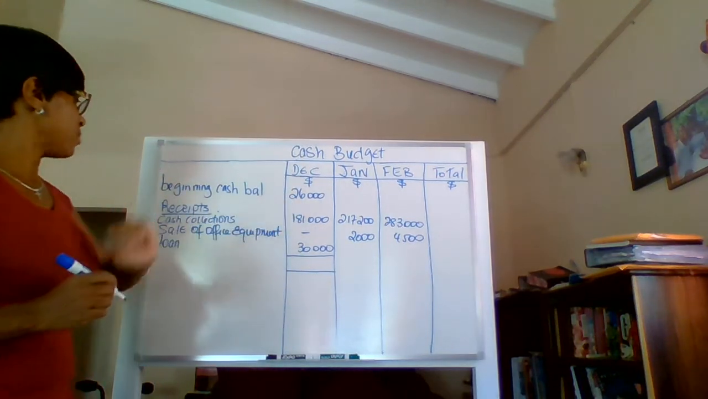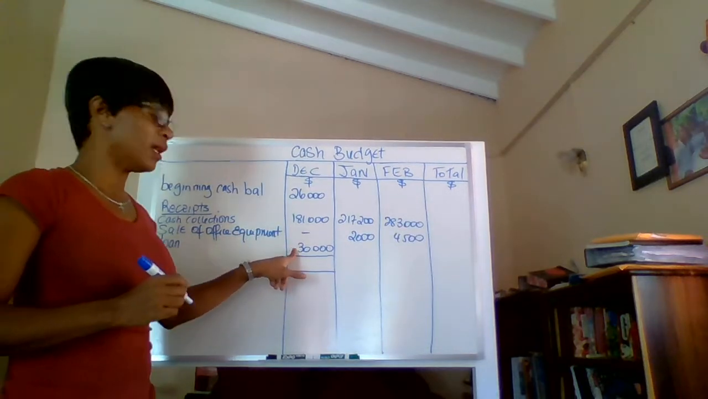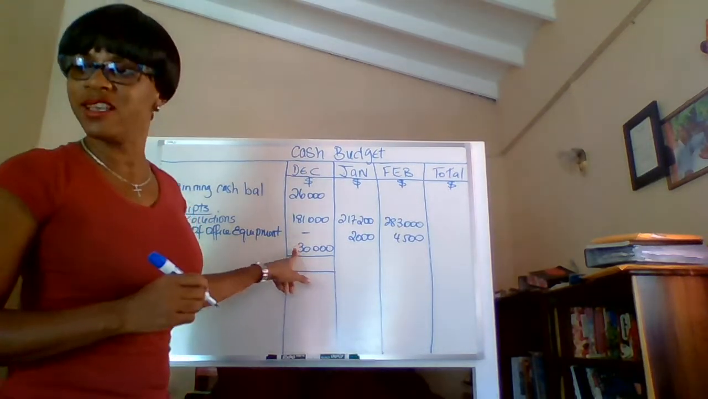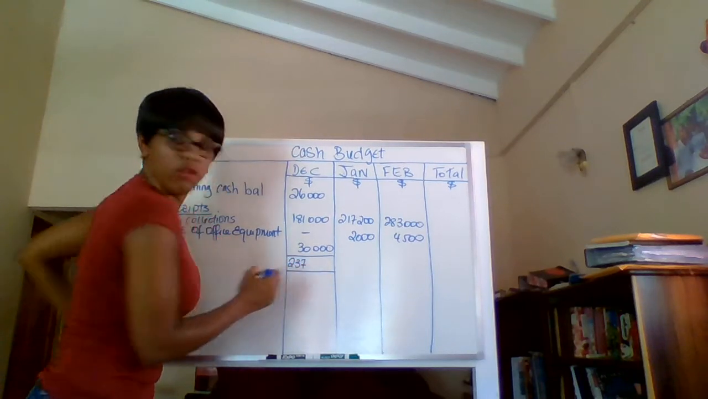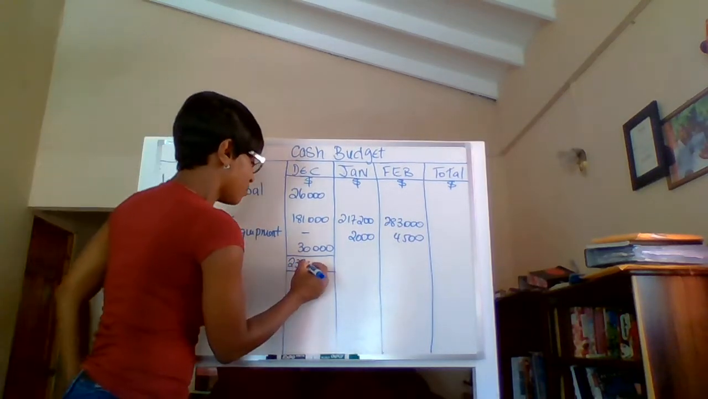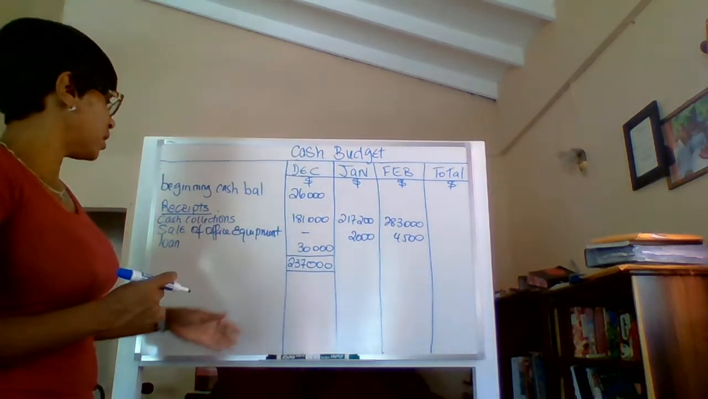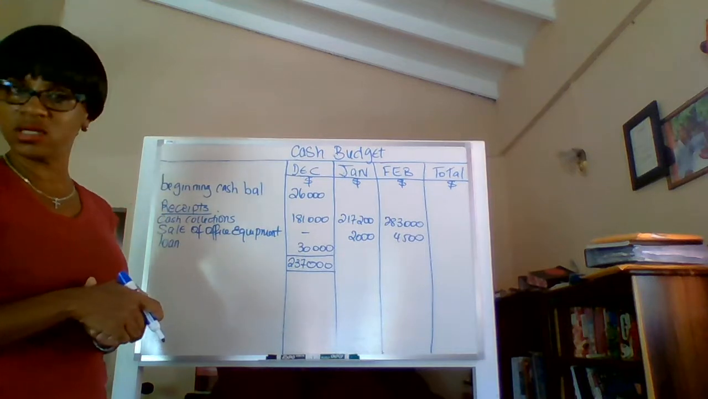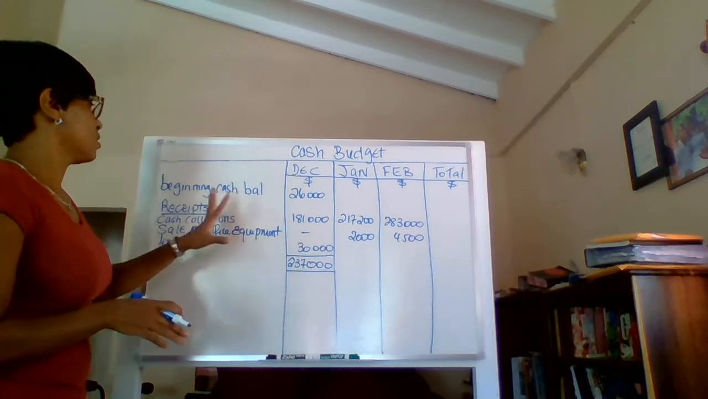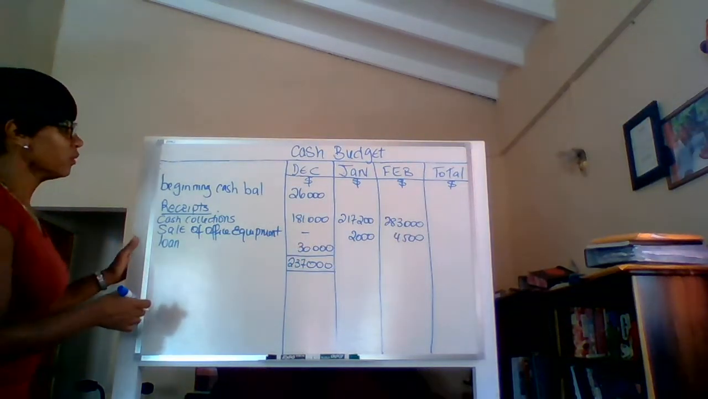26,000 opening cash balance plus cash collections of 181,000 plus the loan of 30,000 that we hope to get. That gives us a budget of $237,000 collected. We're assuming or hoping that in December we will have $237,000. So this is the full cash for December.